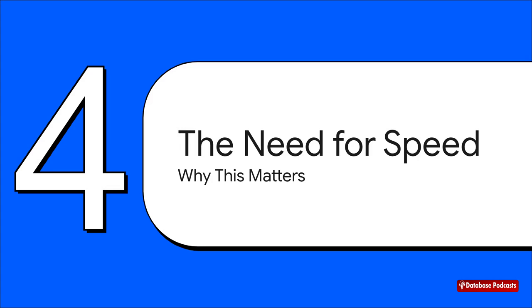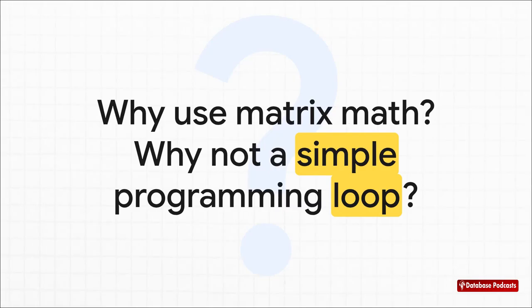So why do we even care about this? Why does making the math look pretty matter? Well, it's not about looks. It is all about raw, unfiltered speed. And it's what makes modern AI even possible. Now you might be thinking, look, my computer is fast. Why can't I just write a simple programming loop to go through and multiply everything one by one? That's a great question, and the answer is actually pretty staggering.